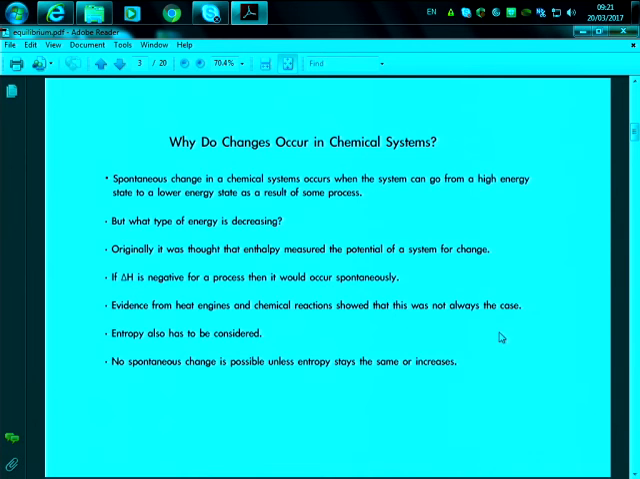So normally in chemical systems, in order for them to be spontaneous, we need to go from a high energy state to a lower energy state. So normally this is denoted as a decrease in enthalpy. Okay? So we already discussed what enthalpy refers to in terms of energy.